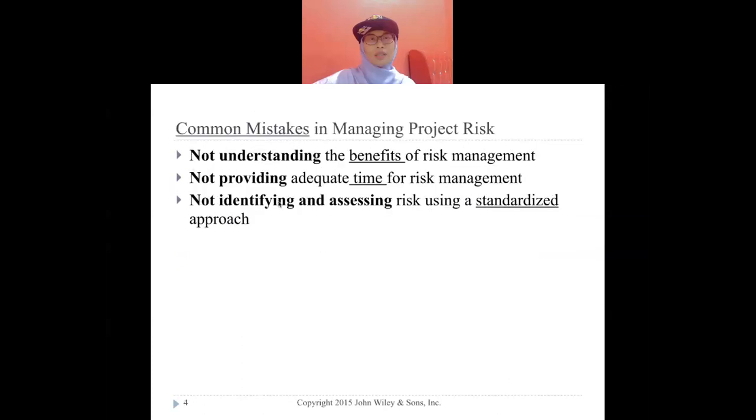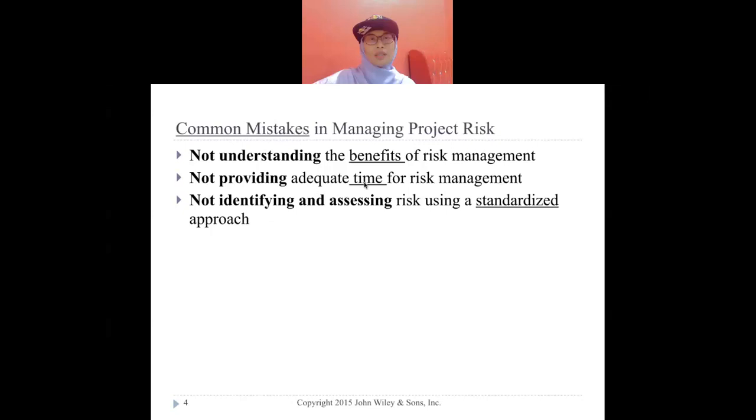So, let's start with why we need to manage a project risk, kan? Because the common mistake done for each of the project is because we do not understand the benefit of risk management. Tak payahlah buat risk management, okay? We can control immediately when it happens. Confident sangat, confident level terlalu tinggi kan? So, not understand the benefit. So, rasa macam not useful. Buang masa lah kan?